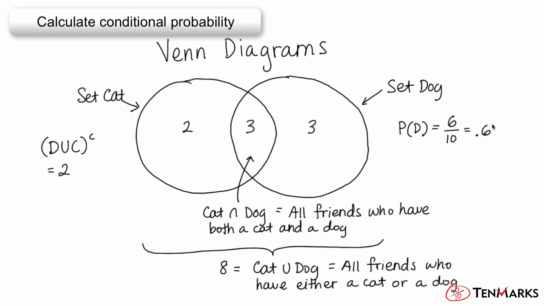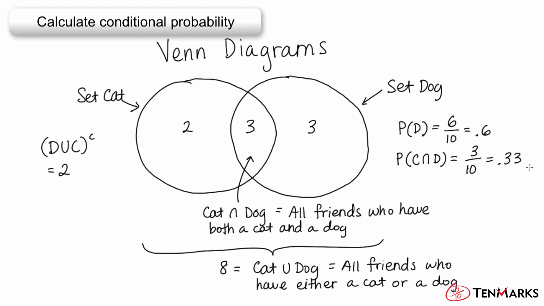Okay, what's the probability of randomly selecting a friend who has both a dog and a cat? So we can notate this, the probability of C intersection D. Well, there are 3 in this intersection, so the probability is 3 divided by 10, which is about 0.33, or 33%.